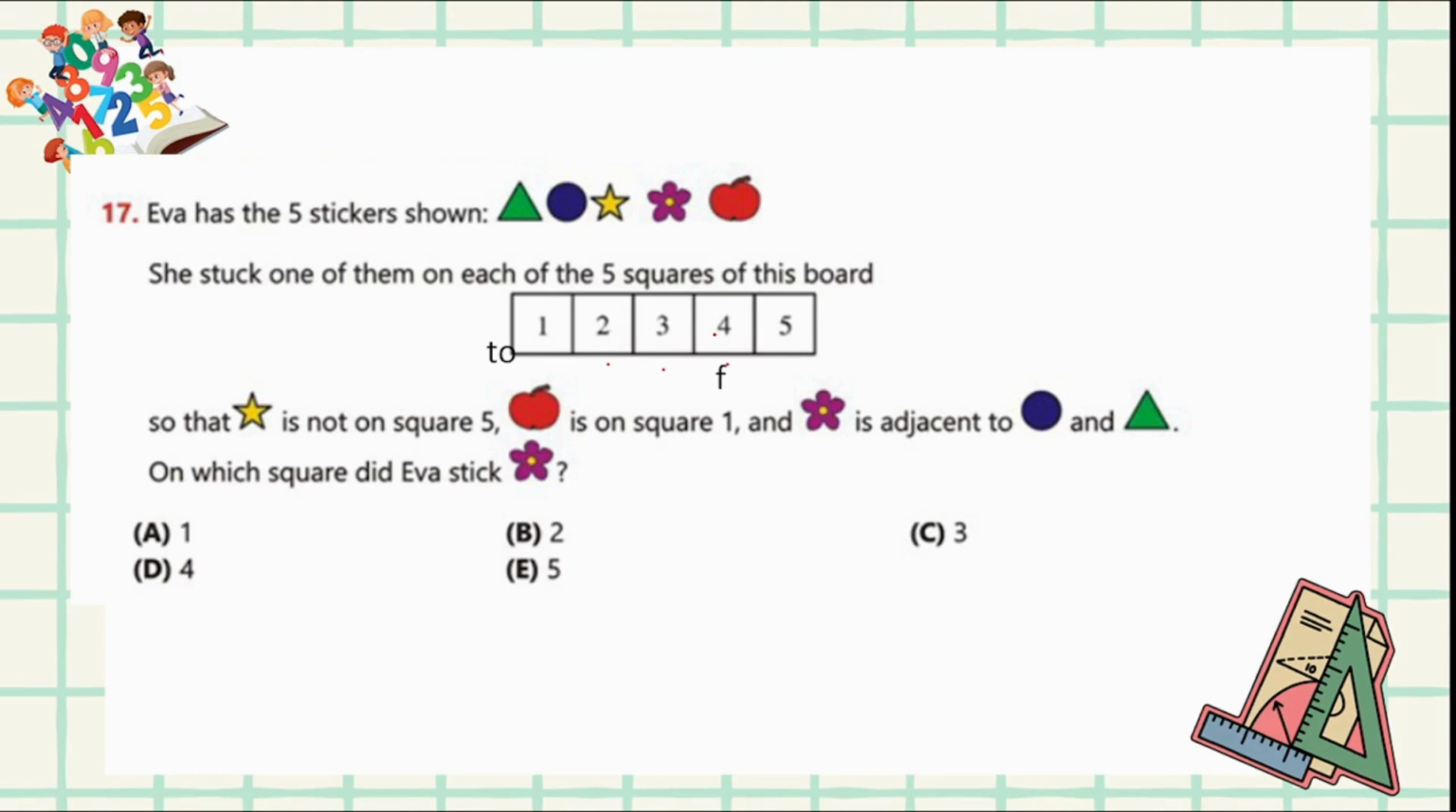Flower is at 4 because it is in the center of, or it is adjacent to circle and triangle. So circle will be at 3 and triangle will be at 5. So we have 2 free. So star will be at second square. So option D is the correct option. The position of the flower will be 4.